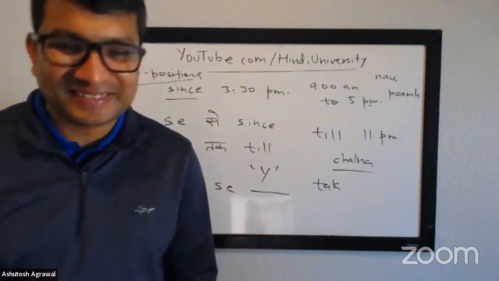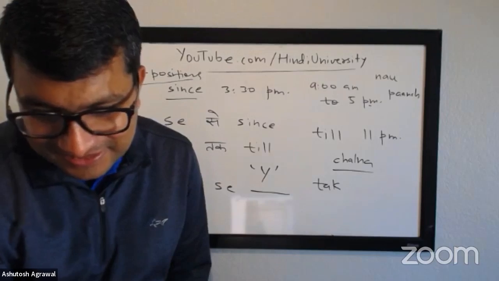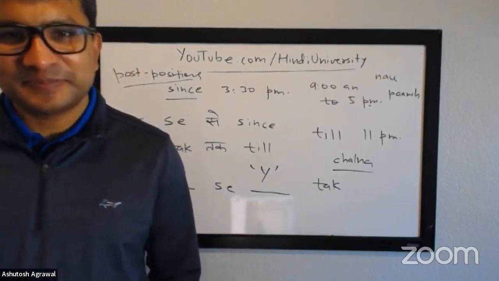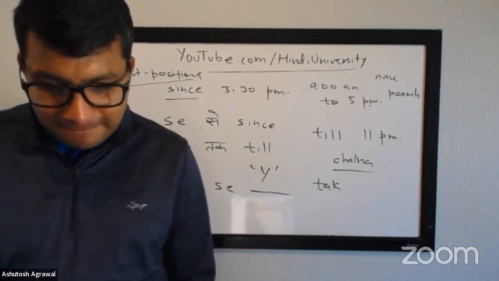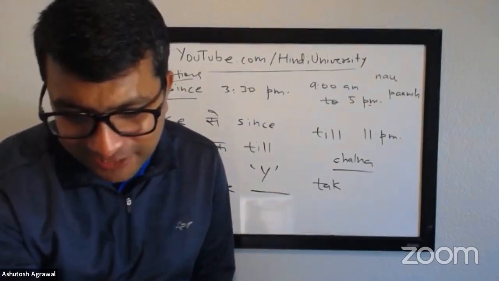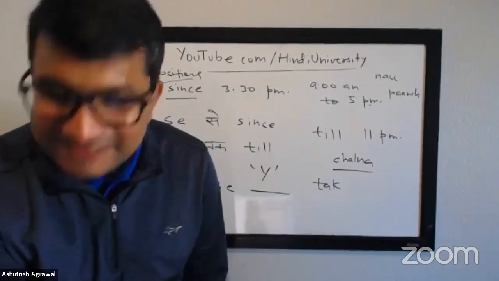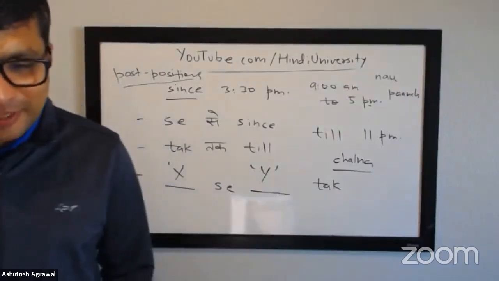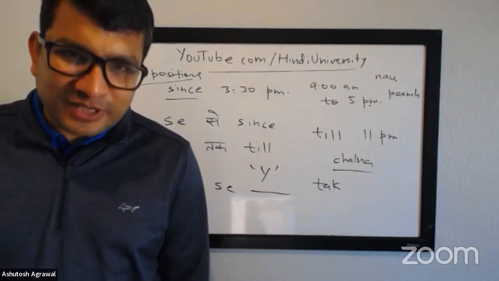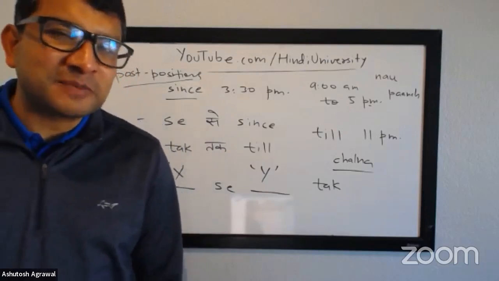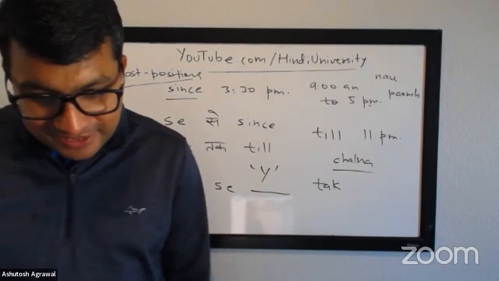Main ek baje se 2 baje tak Hindi padhti hoon. There you go, right? Amazing. You said ek baje, but I thought it was ek baja. It's okay, you can say that. Because there is a se postposition, baja becomes baje. But amazing. Anyone else?